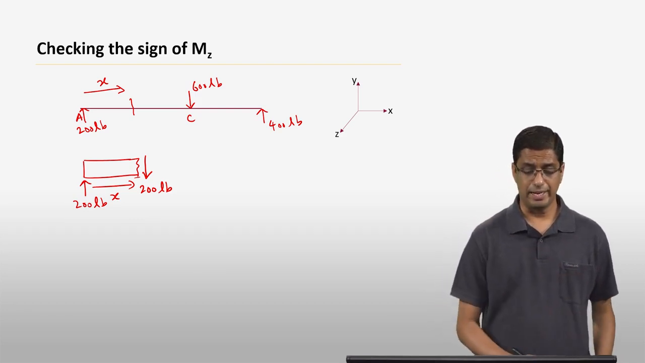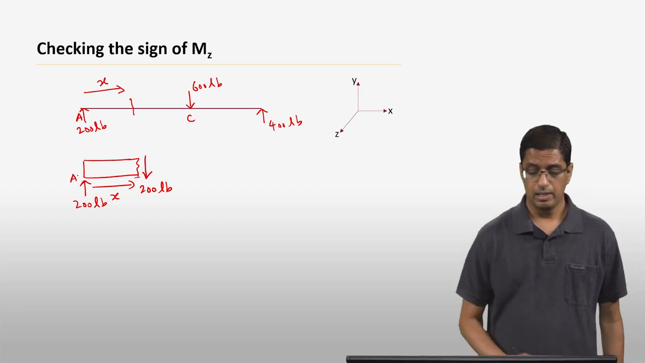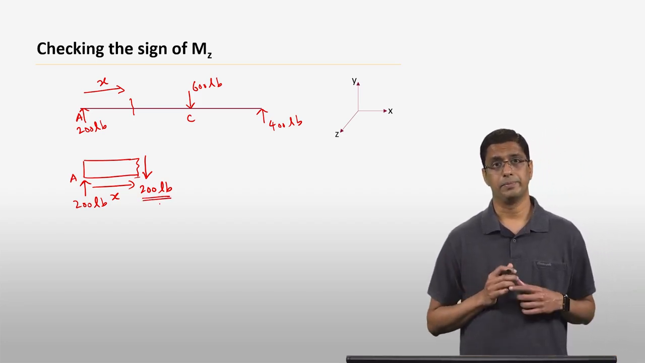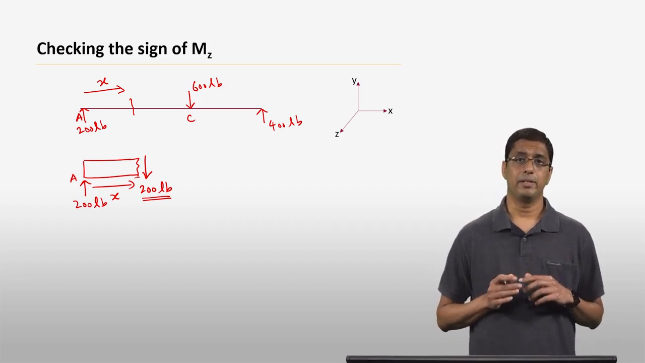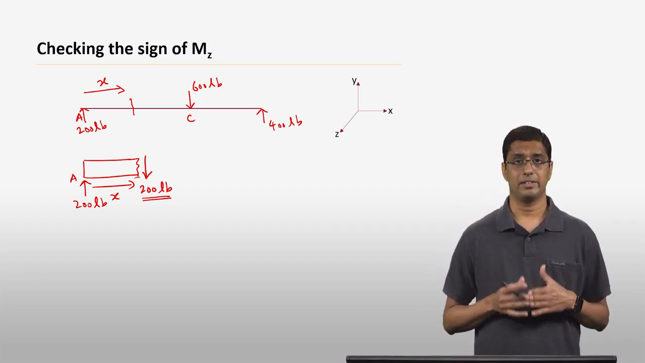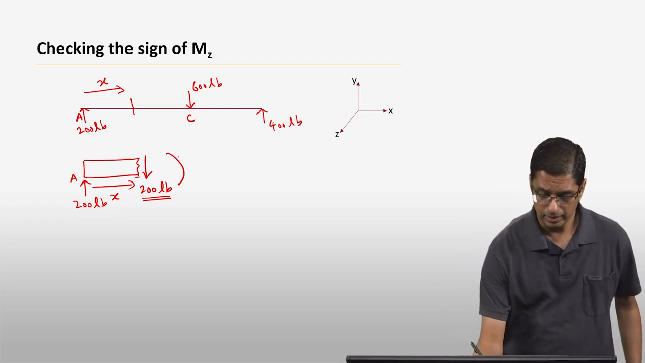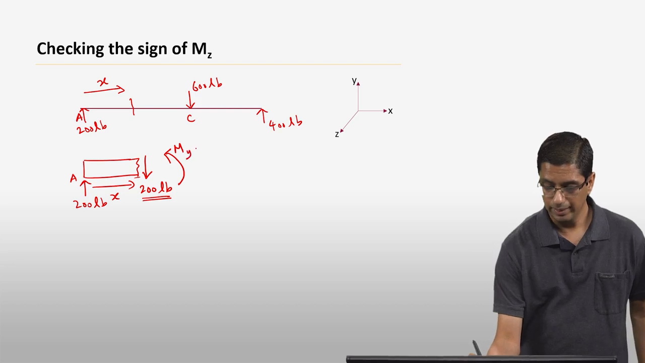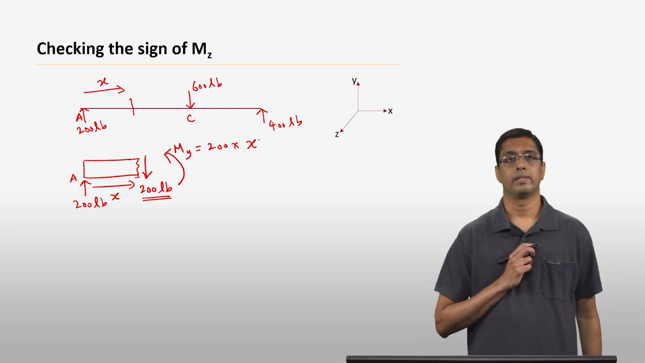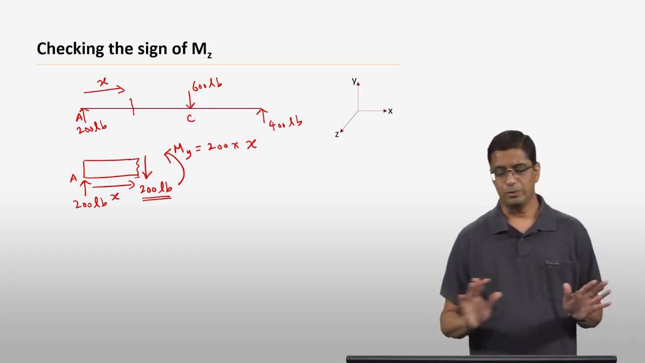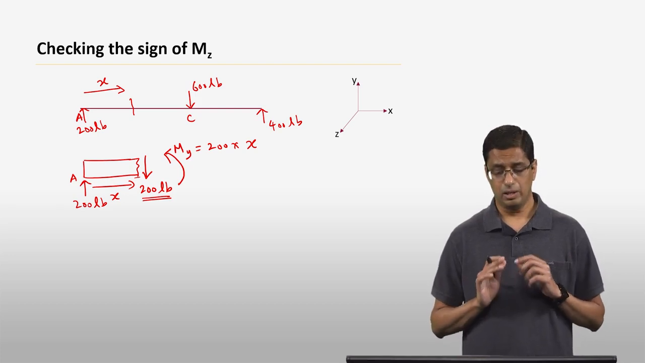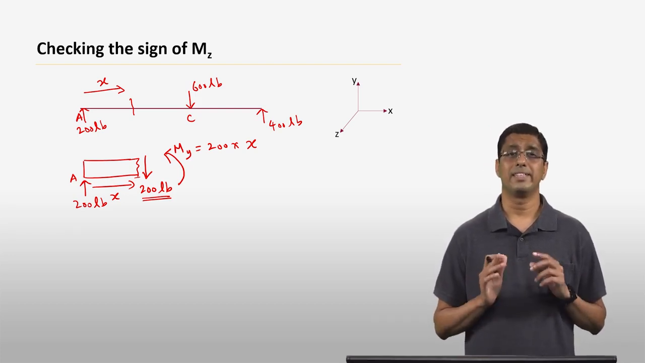Now if you take the moment about point A, this 200 pound force here is going to cause a clockwise moment. That has to be counterbalanced by an internal moment acting at the cross section. So that internal moment is going to be in the counterclockwise direction, and that M_y is going to be equal to 200 times x. Now, we don't even have to worry about what the actual value is. We don't have to look at a specific value of x. All we need to know is the sense of the moment.